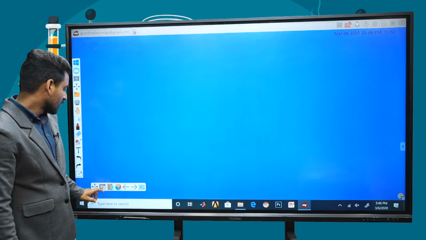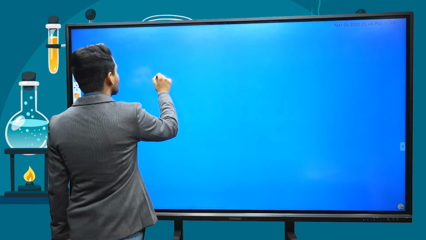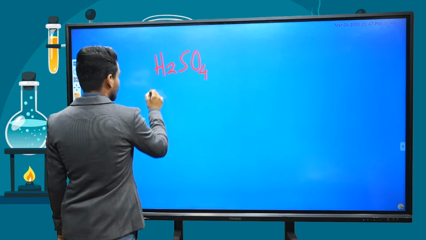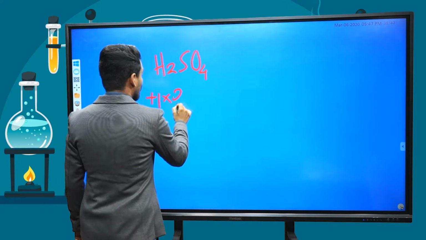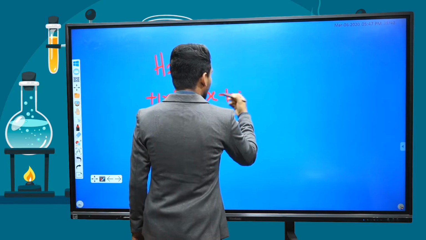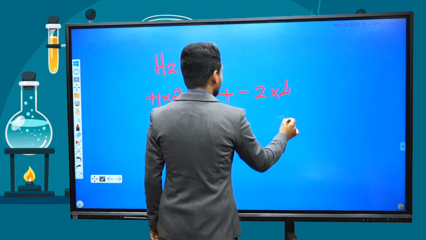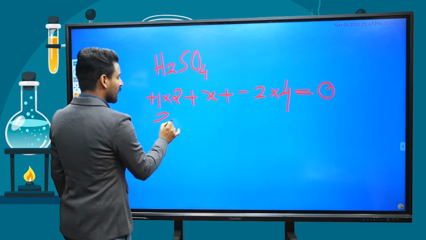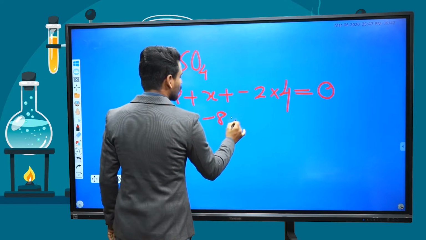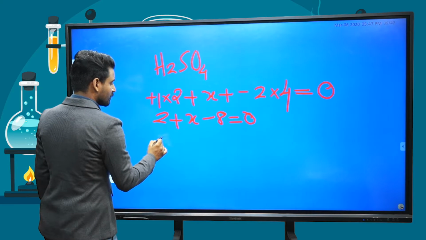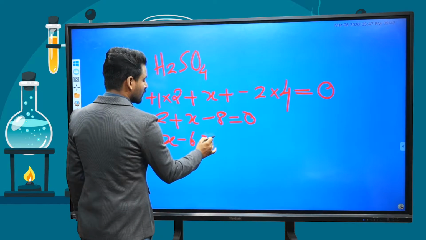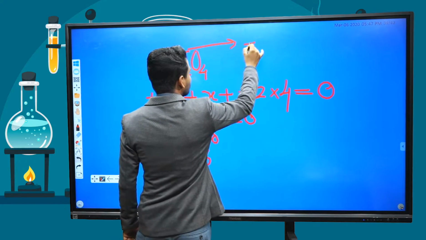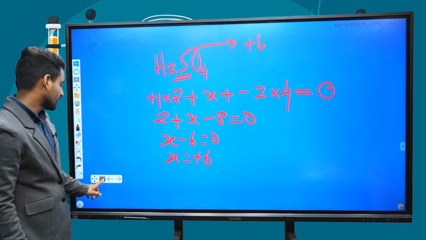Can you calculate the oxidation state of sulfur in H2SO4? Let us try. +1 for hydrogen into 2 plus X plus oxygen -2, a 16th group element, into 4, that is equal to 0 because that is a neutral compound. So 2 plus X -8 is equal to 0. Then X -6 is equal to 0. X is equal to +6. So sulfur is in its +6 state. That is the oxidation state of sulfur here.